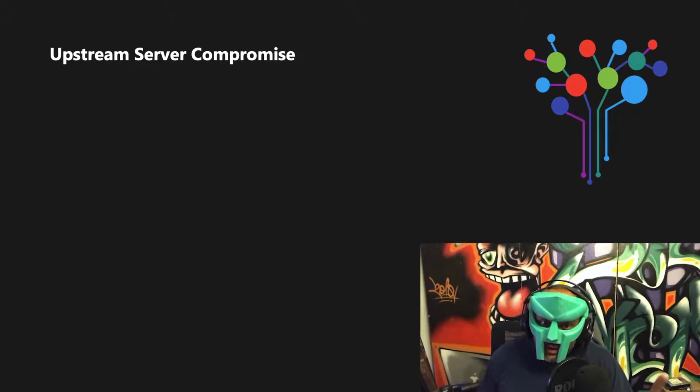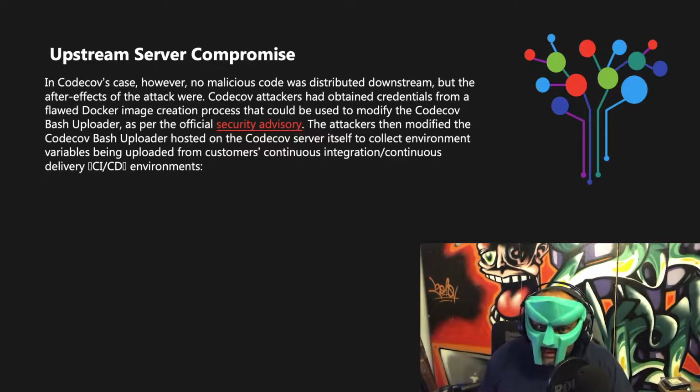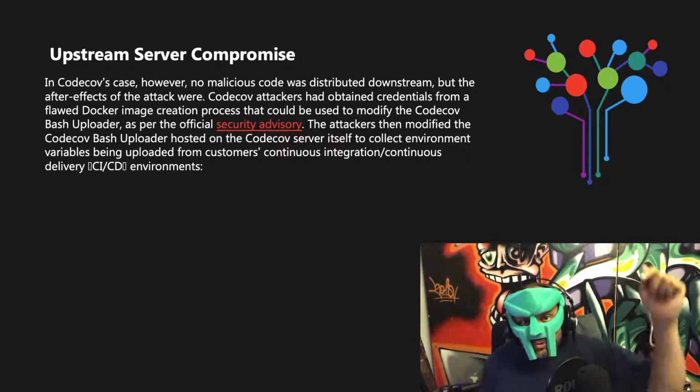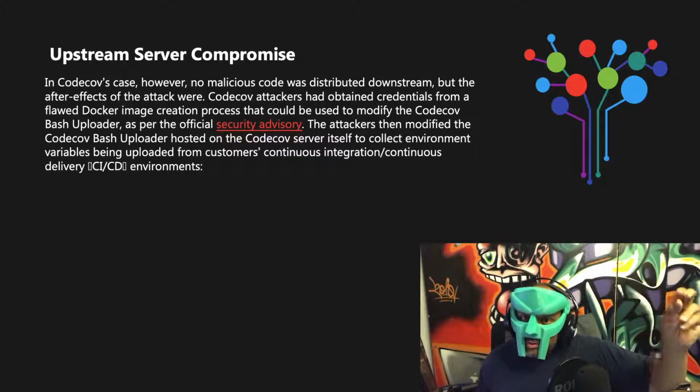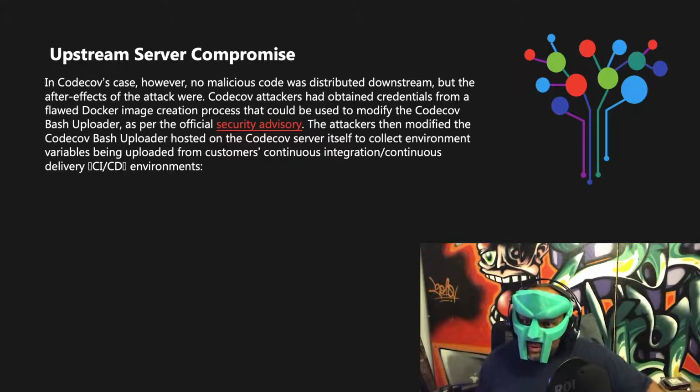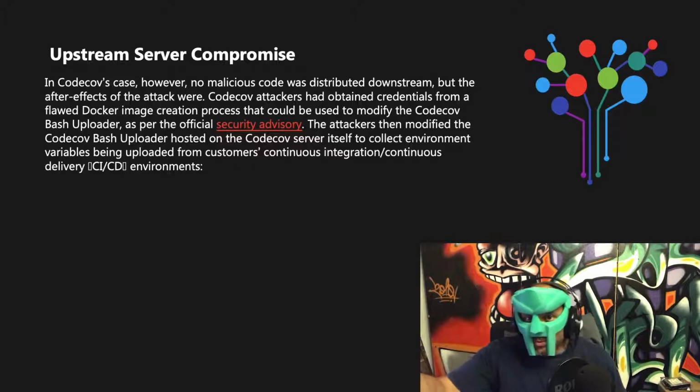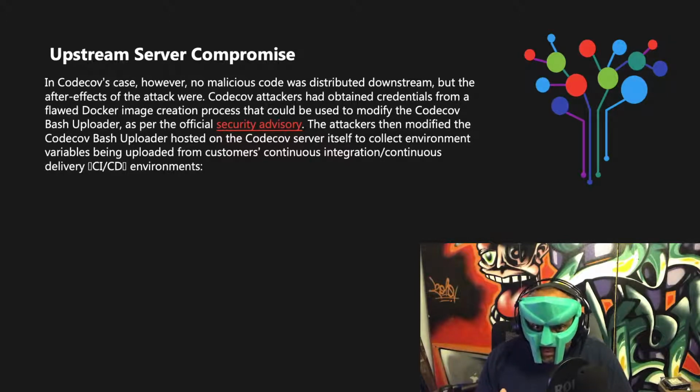On the other hand, in Codecov's case, no malicious code was distributed downstream. So yes, the tool was changed, but the tool was not a product that would go downstream to a user. It actually stayed stationary. So there was no distribution required. You didn't have to run an update in order to get the new version, which would have this DLL as an example. The after effects of the Codecov attack were distributed downstream.